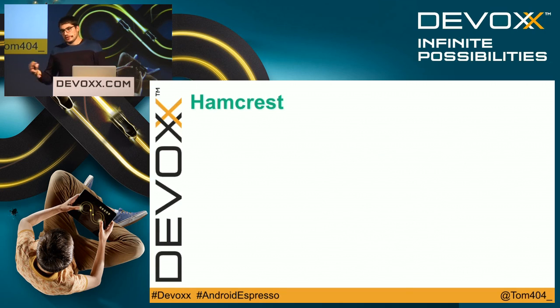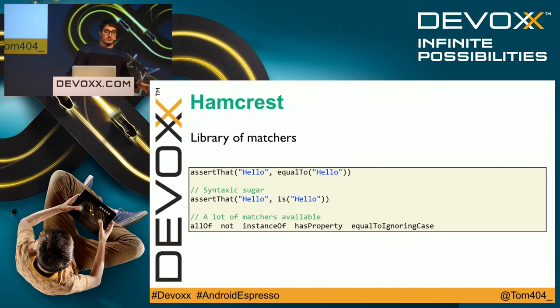But before going on to Espresso, I will remind you what Hamcrest is, because Espresso uses a lot of Hamcrest functionalities. Hamcrest is just a library of matchers. So with Hamcrest, you can match pretty much everything. For example, you can match a string. In that case, we assert that the string hello is equal to hello.